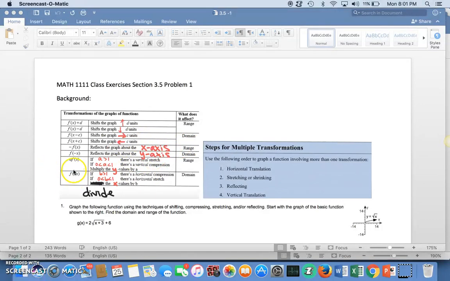If you have a term like this b right here, right next to the x, that's a horizontal compression or stretch. If b is greater than 1, it is a compression. If 0 is less than b, which is less than 1, if it's between 0 and 1, then it's a stretch. It kind of moves them out there.